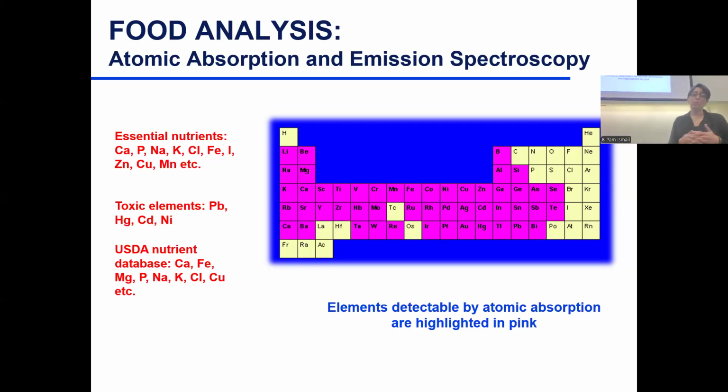And it's very important for human consumption to have in food essential nutrients like calcium, phosphorus, potassium, sodium, iron, chloride, manganese, zinc, copper, all of these are essential nutrients. And then we have the toxic elements. We don't want lead or mercury or cadmium or nickel in our food or water. And then the USDA database has a lot of foods where all these essential nutrients have been determined. So there are USDA references for some foods.